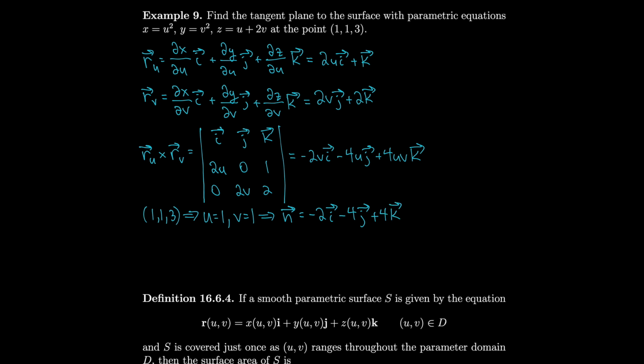Okay, perfect. So that means that we'll take n, we'll dot it with our r minus r naught. So that means that n becomes our coefficients, minus 2 times x minus our x value of 1, minus 4 times y minus our y value of 1, plus 4 times z minus our z value of 3. That'll be equal to 0. That's our equation of our plane. And if we want, we can rewrite that as x plus 2y minus 2z plus 3 equals 0.